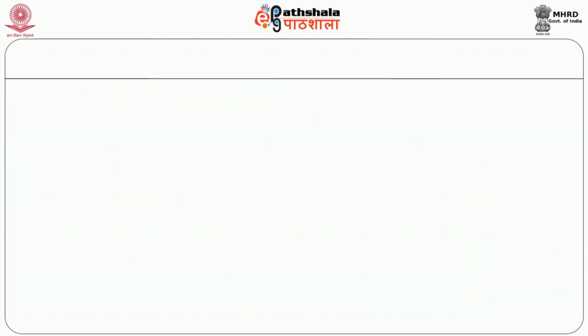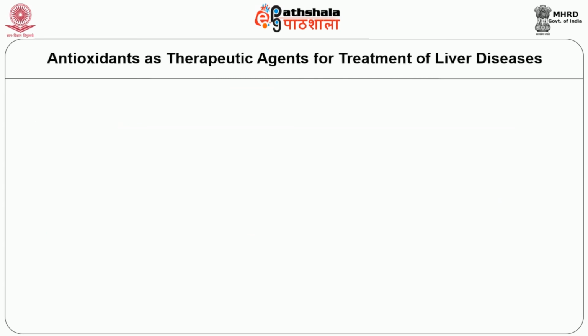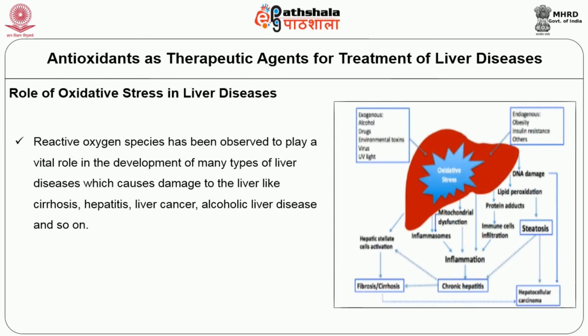Next, we will see how antioxidants help in protecting against liver diseases. Reactive oxygen species have been observed to play a vital role in the development of many types of liver diseases which cause damage to the liver, like cirrhosis, hepatitis, liver cancer, alcoholic liver disease and so on.